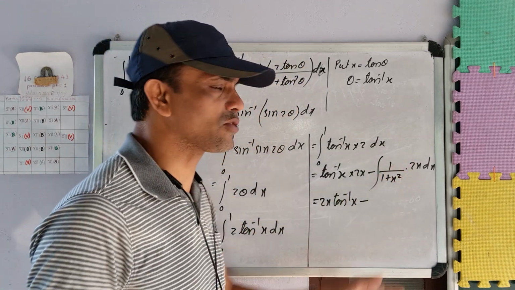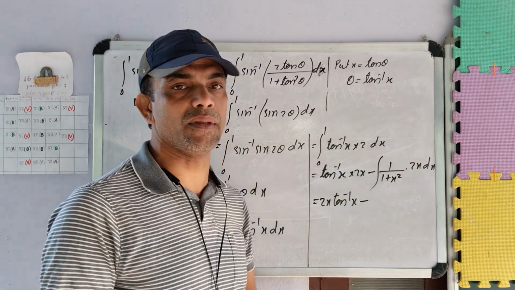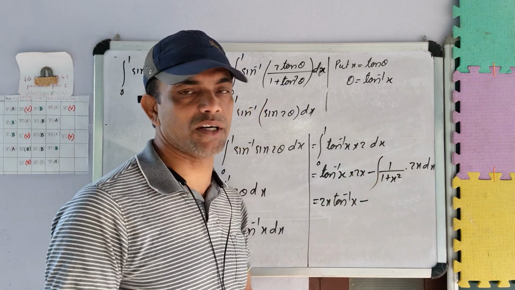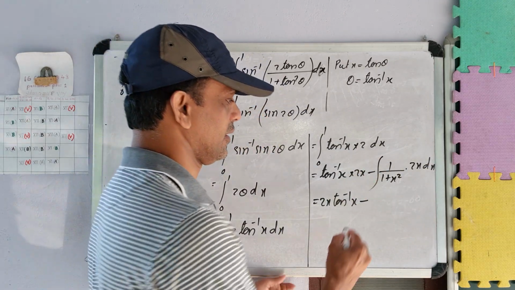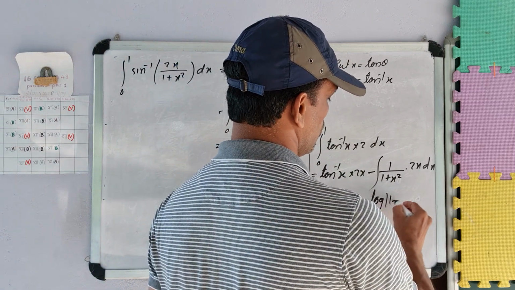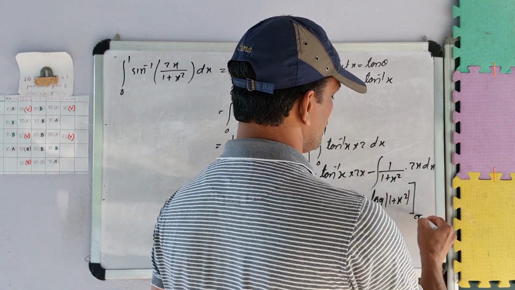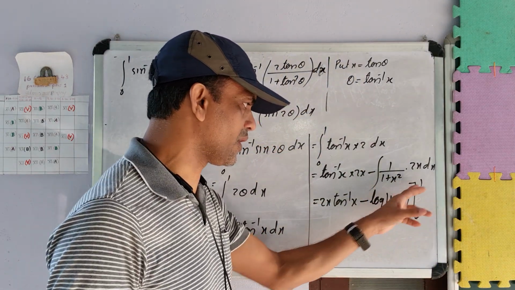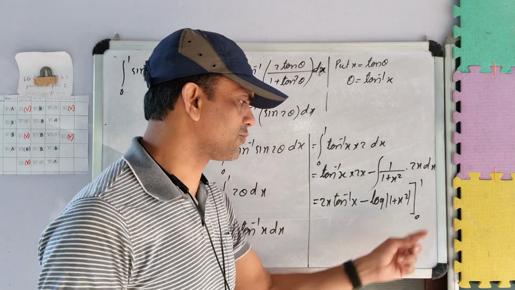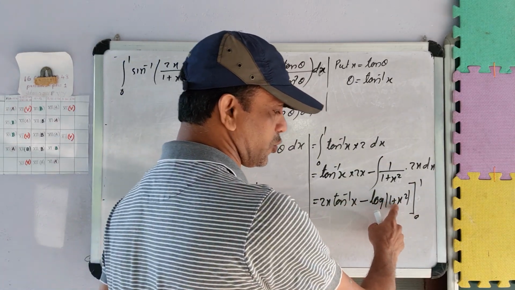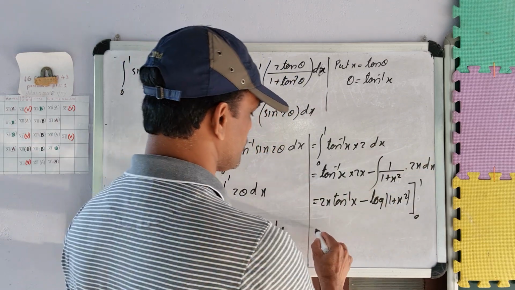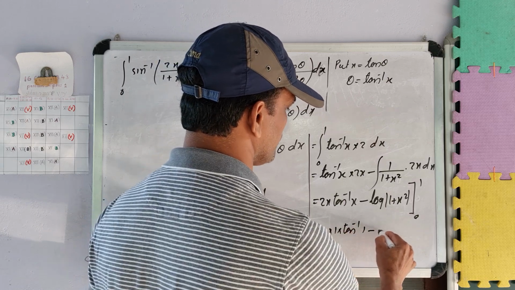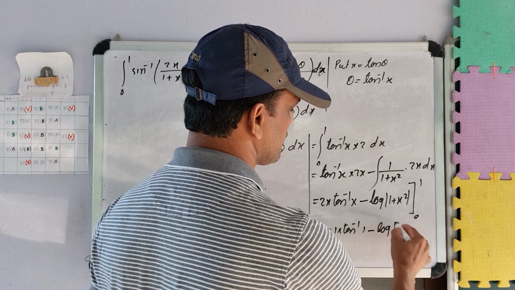Here we have a rational function with a numerator and a denominator, and the derivative of the denominator is in the numerator, so we can apply a shortcut: log mod 1 plus x squared, to the limit 0 to 1. Now we have to apply the limit. First we apply 1 here, and no need of applying 0 because this term will become 0 and this term 2 will become 0. So we apply 1: 2 times 1 times tan inverse of 1 minus log of 1 plus 1.